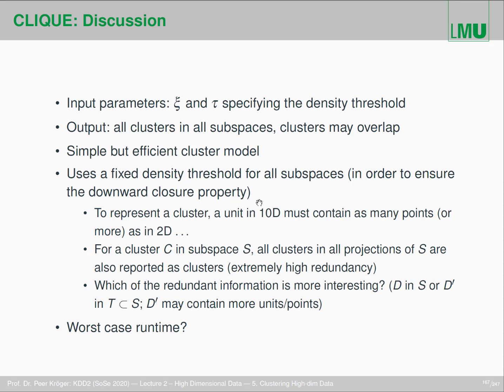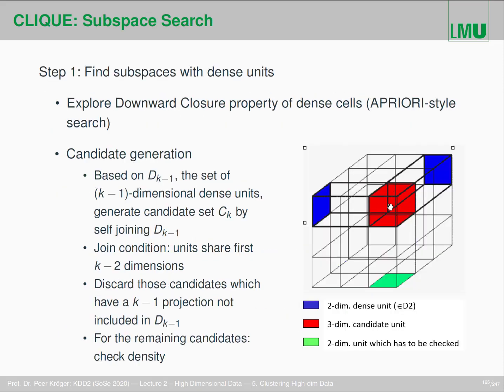But you never know if you want to have 2-dimensional clusters or 10-dimensional clusters. Anyway, second point: for a cluster C in subspace S, all clusters in all projections of S are of course also reported as clusters because they are also dense. So we have an extremely high redundancy in the results. So if I have, for example, this one here as a cluster reported, I also get this and this one reported as clusters, and also of course the 1-dimensional units, this one here along the z-axis, and this one here along the y-axis.